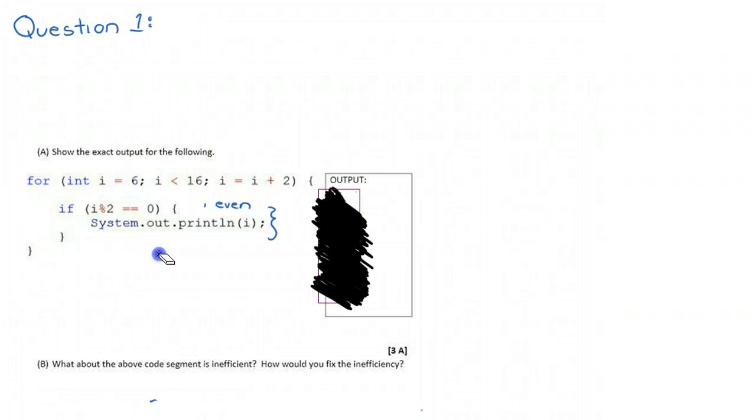Hello, in this video we're going to go through two questions that were emailed to me from students about the upcoming computer science exam. Don't mind the black marking here, when the students sent it to me they had an answer there and I just scribbled it out. So the first one is we want to show the exact output for the following code segment.